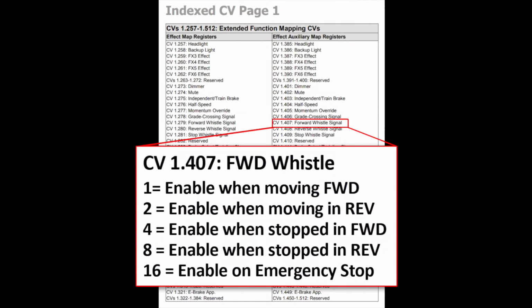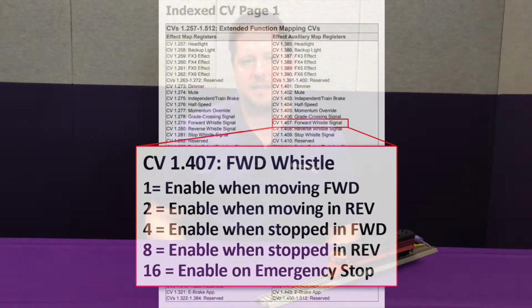This is CV 1.407. The way this CV is structured is a value of 1 enables the effect when moving forward. A value of 2 will enable the effect when moving in reverse. A value of 4 will enable the effect when stopped in the forward direction. And a value of 8 will enable the effect when stopped in the reverse direction. A value of 16 will enable the effect when the emergency stop is hit. This will allow you to trigger any type of sound effect, including the air dump, or trigger an emergency light whenever the emergency stop happens.